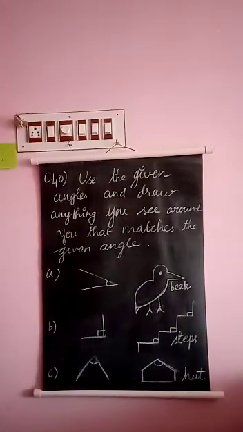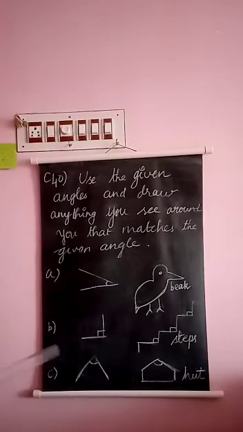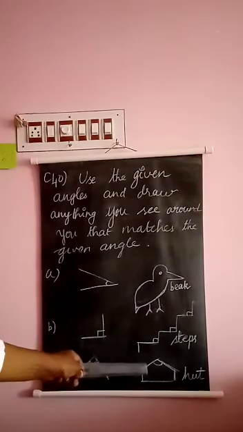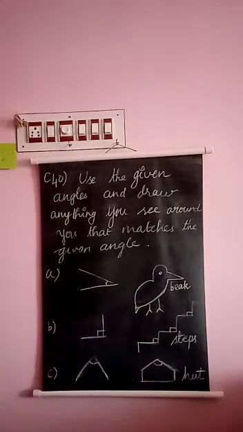C is an acute angle. The angle is at the top vertex. When you see a hut, the top of the hut makes an acute angle. So these are my own imagination. You can even find some more examples and you can draw.